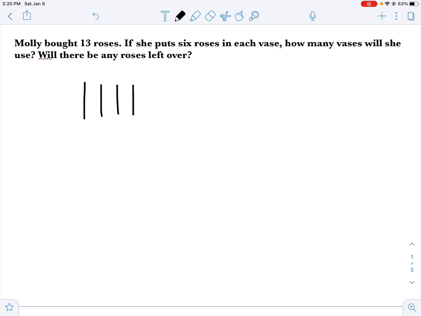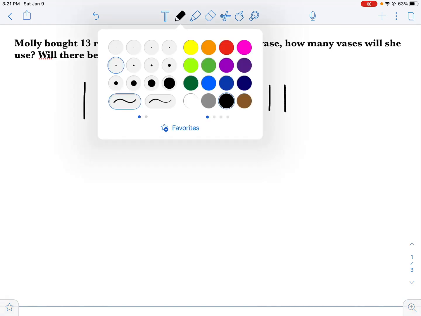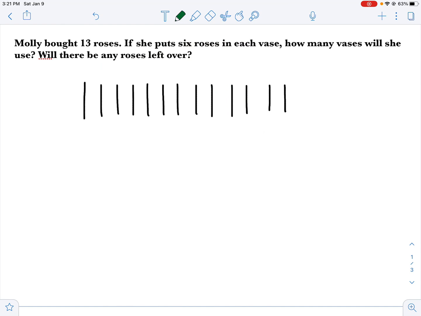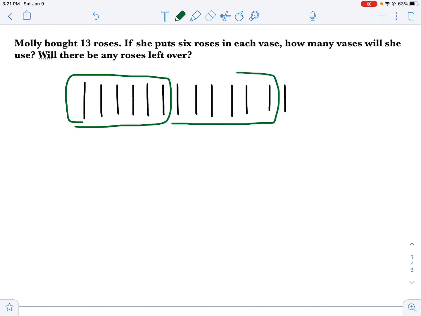1, 2, 3, 4, 5, 6, 7, 8, 9, 10, 11, 12, 13. It says if she puts 6 roses in each vase. So I'm going to circle 6 roses in each vase. 1, 2, 3, 4, 5, 6. 1, 2, 3, 4, 5, 6. Ooh, they didn't fit equally, but that's okay. We'll just keep going. If she puts 6 roses in each vase, how many vases will she use?